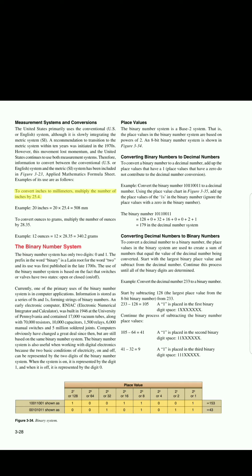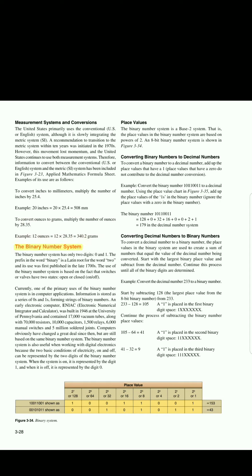To convert inches to millimeters, multiply the number of inches by 25.4. Example: 20 inches equals 20 times 25.4 equals 508 millimeters. To convert ounces to grams, multiply the number of ounces by 28.35. Example: 12 ounces equals 12 times 28.35 equals 340.2 grams.